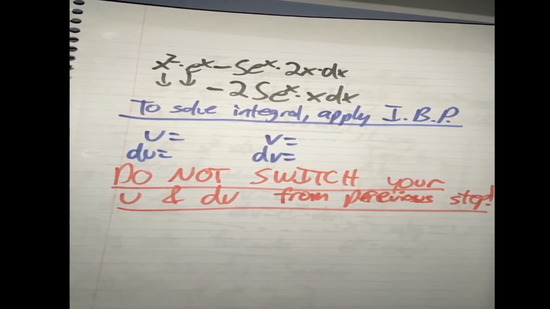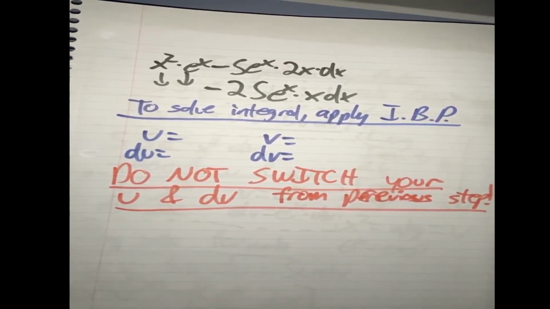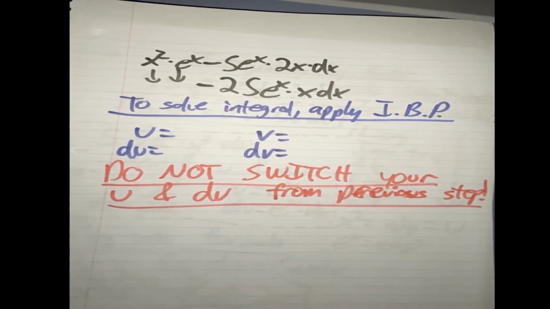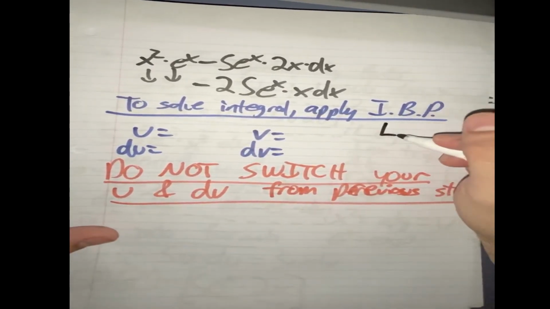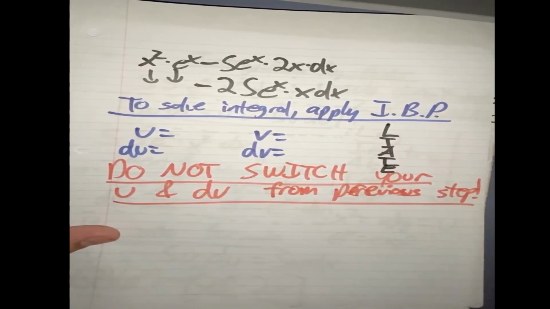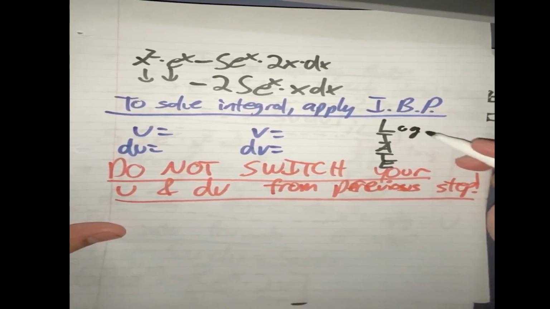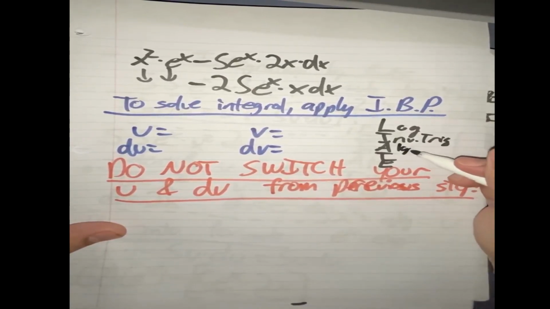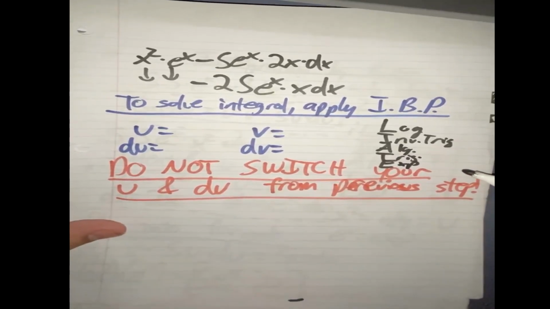That's a common mistake that a lot of beginners make, but don't do it because it does make your problem solving a lot harder. And if you apply LIATE, then it'll prevent it from happening, but it does still happen a lot. So just don't switch it up as a rule of thumb. Do not switch up your u and your dv.